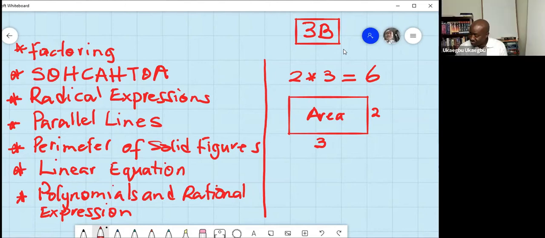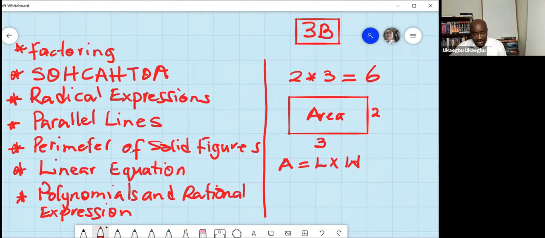So we write the formula, area, which is length times width, and then we plug in the numbers, and then we have the result. You see, that's factors there. We just use factors in getting the area.